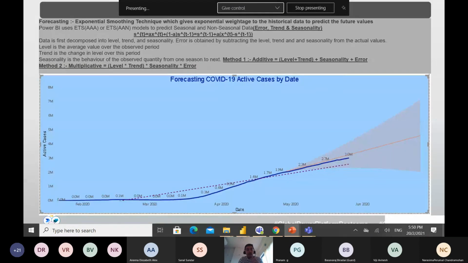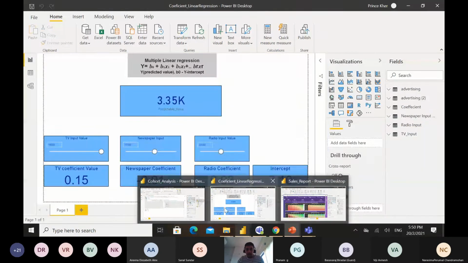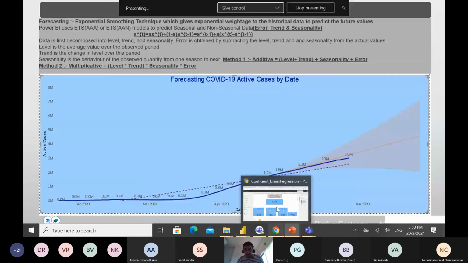So I'm going to just show you a small forecasting report that we have built on the basis of COVID cases.